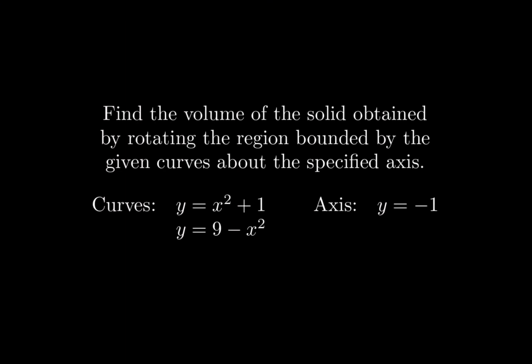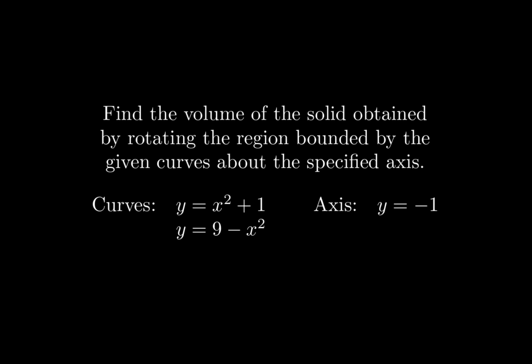Find the volume of the solid obtained by rotating the region bounded by the given curves about the specified axis. So the two curves we're given are y equals x squared plus 1 and y equals 9 minus x squared. And we are rotating around the axis y equals -1.